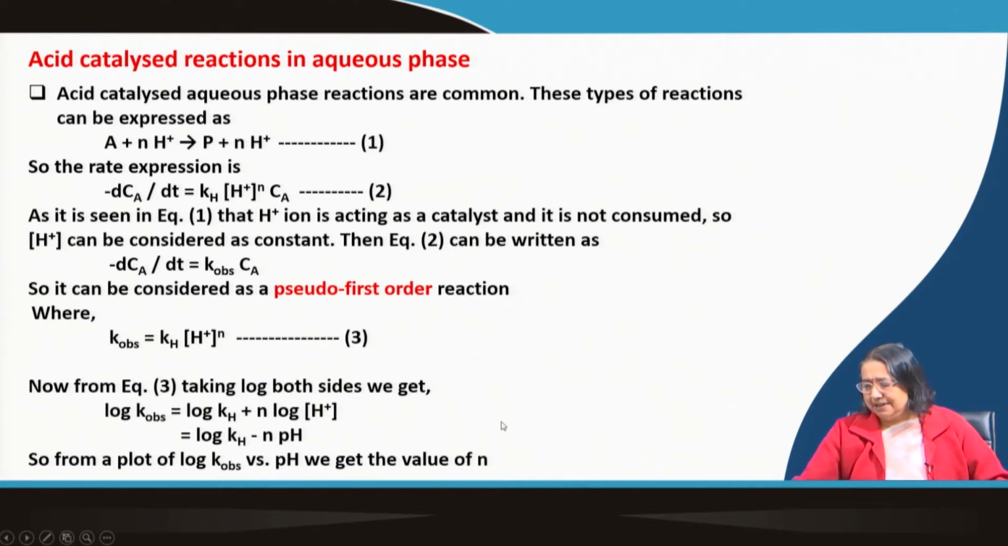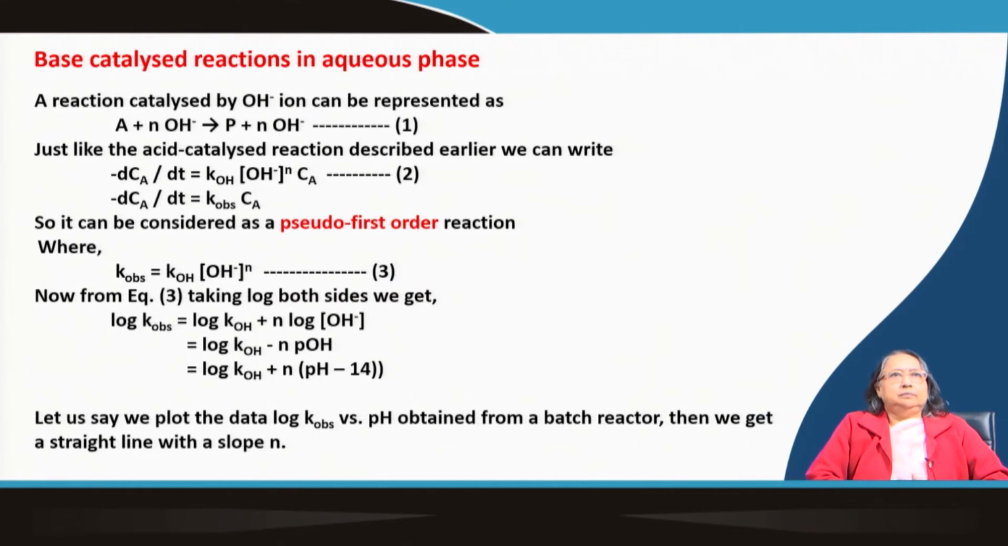Okay. So, this can be done. Now, base catalyzed reactions are also similar, but here it is OH minus. Just like the acid catalyzed reactions described earlier, we can write minus dCA/dt is nothing but K_OH into the concentration of OH minus to the power n into CA, or dCA/dt, minus, of course; minus is written because A is a reactant, equals K observed into CA, and K observed is nothing but K_OH into OH minus concentration to the power n.